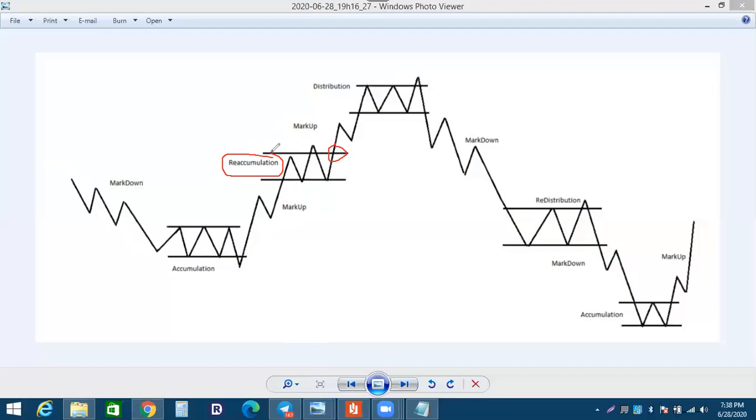Okay, there are now two applications, the applications of SOW and SOS, that appear in this chart. SOW, sign of weakness. SOS, sign of strength.